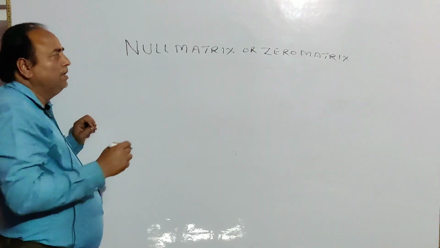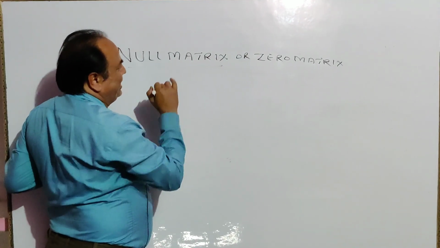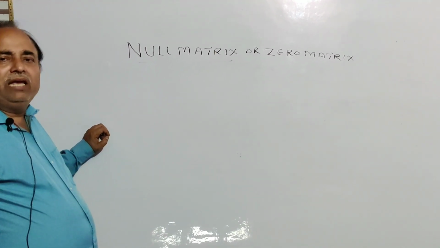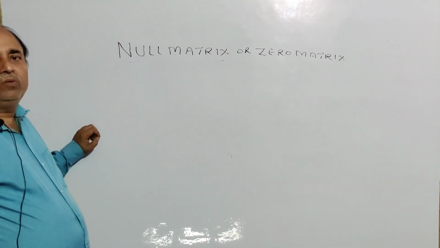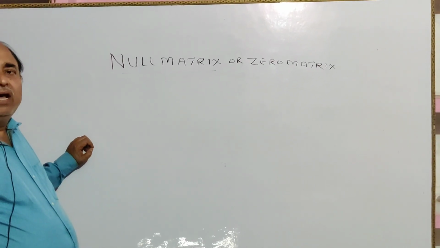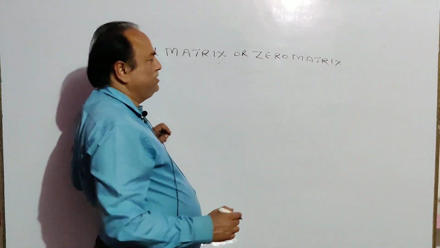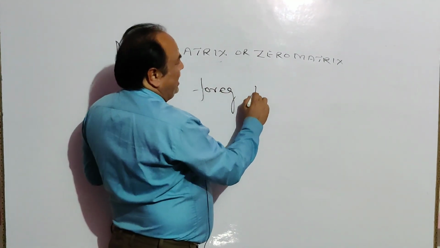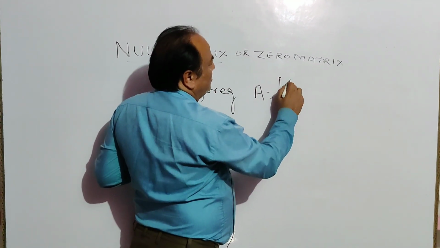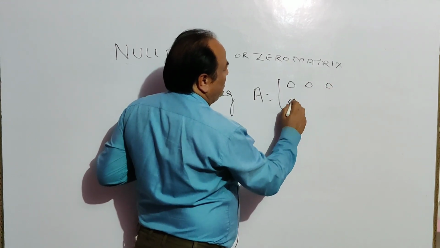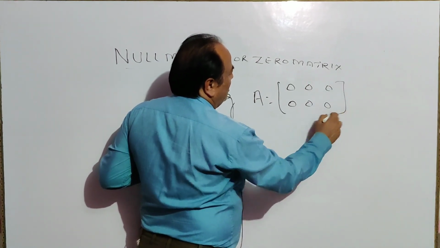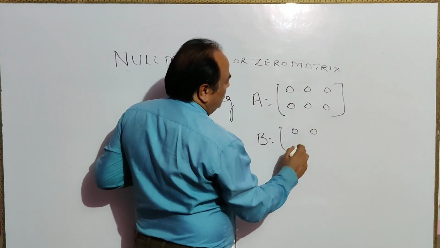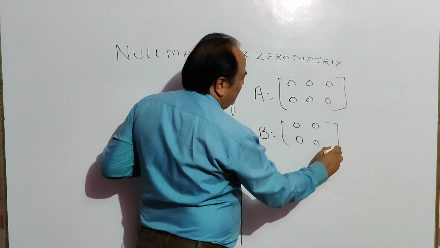Next is null matrix or zero matrix. A matrix whose elements are all equal to 0 is known as a null matrix or zero matrix. For example, A is equal to [0, 0, 0; 0, 0, 0]. B is equal to [0, 0; 0, 0].